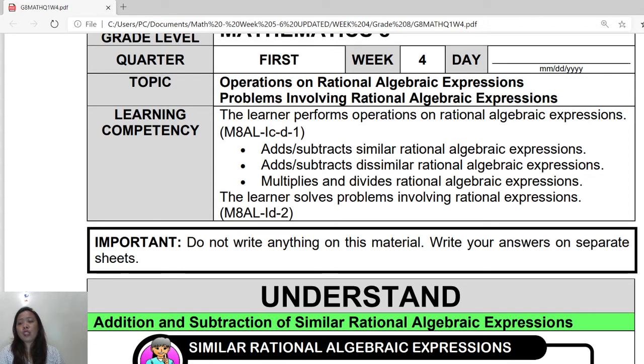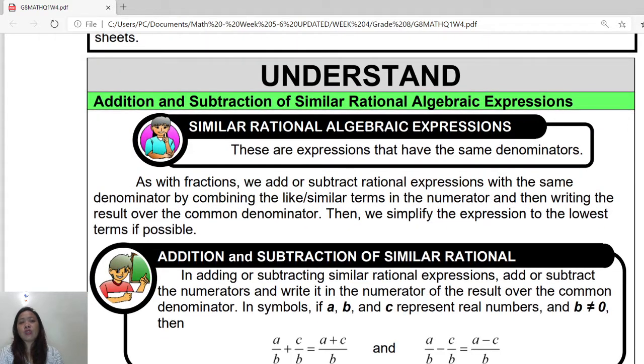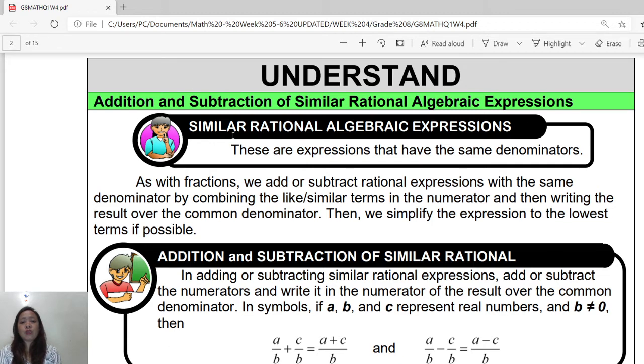Next, what they need to understand. Okay, so the students need to understand how to add and subtract similar rational algebraic expressions. So we have here similar rational algebraic expressions. These are expressions that have the same denominators.